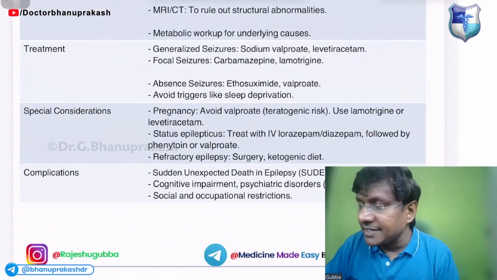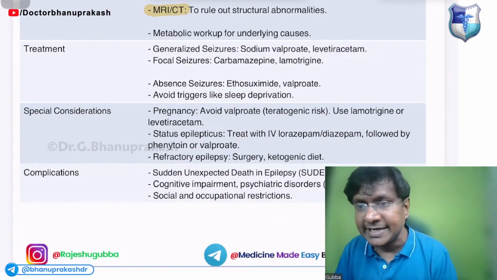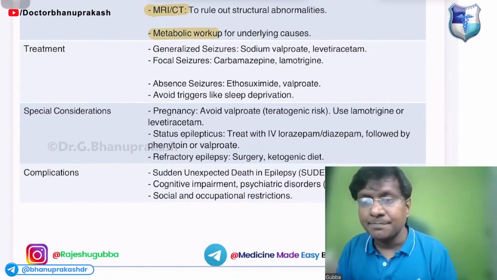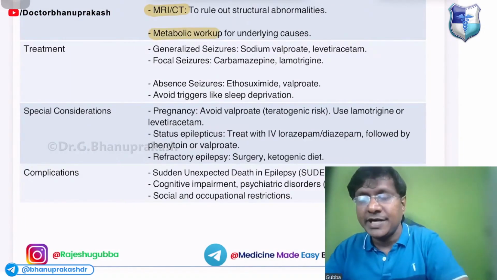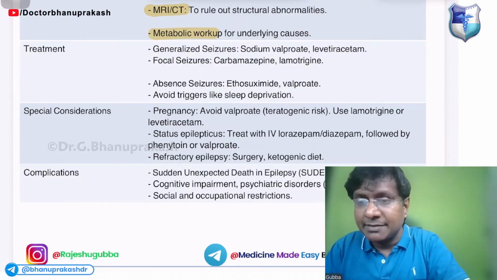Whereas CT and MRI has to be done in order to rule out if there are any structural abnormalities causing the epilepsy. And metabolic workup, mainly you need to check serum urea and creatinine, because uremic encephalopathy can cause epilepsy. Electrolyte abnormalities, that is hyponatremia, can cause epilepsy. So metabolic workup is very important.